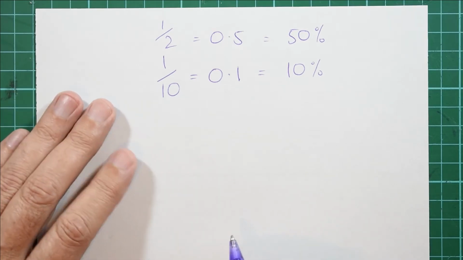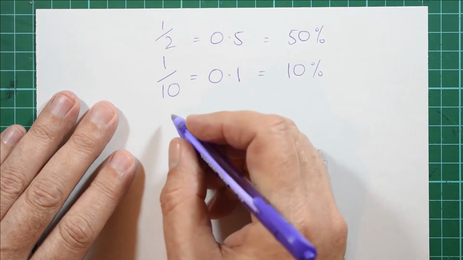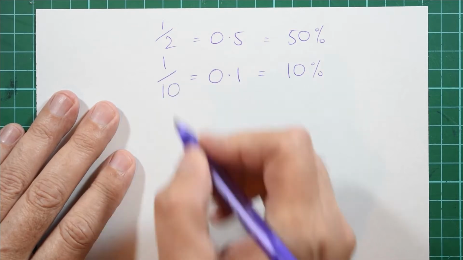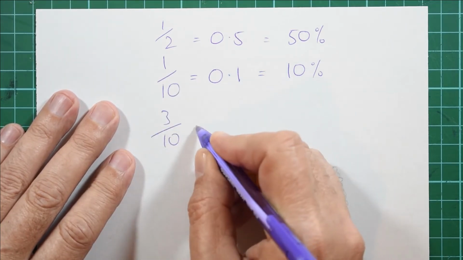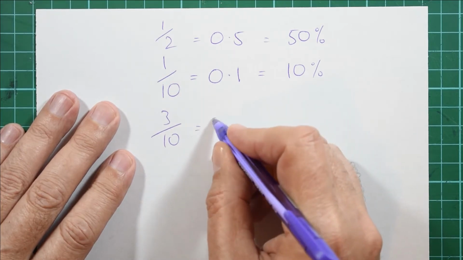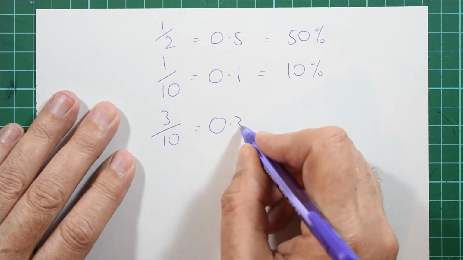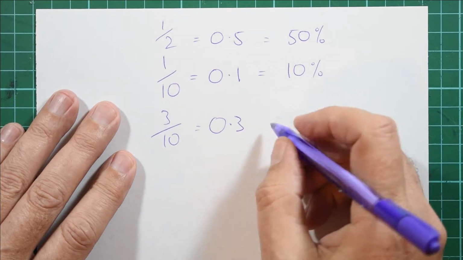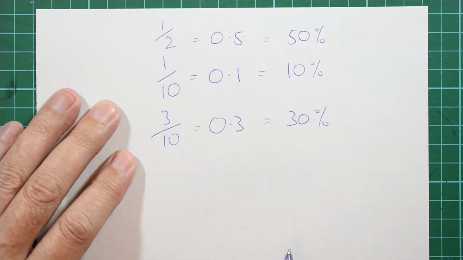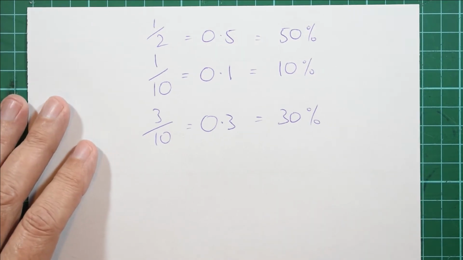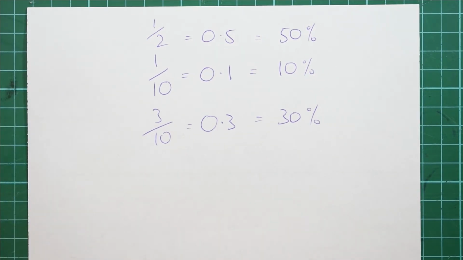Now here's the cool thing. It also works if you have more in the numerator. So if you had 3/10, it would very easily convert into decimals. You could say that's 0.3 and then 30% as well. So that's a fundamental piece of understanding that's really easy to get your head around when you're dealing with tenths.